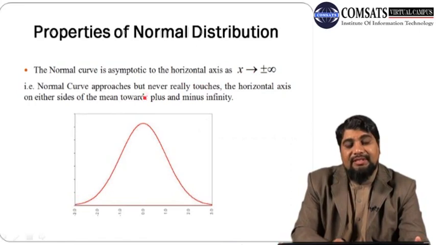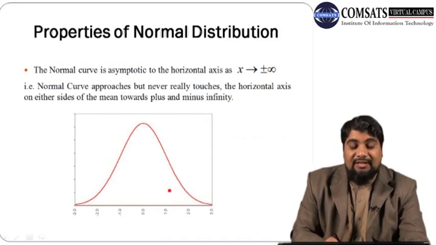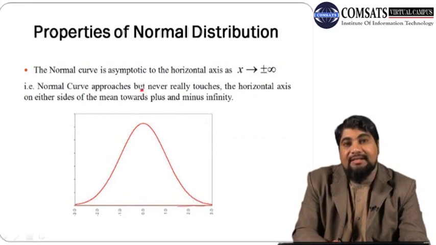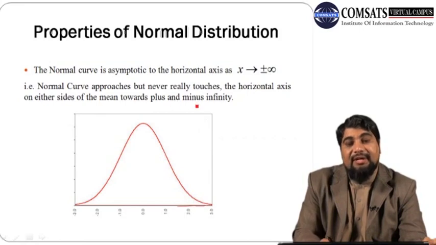So the next property is that the normal curve is asymptotic to the horizontal axis as x approaches plus minus infinity. Here is the horizontal axis, the x-axis, and the curve is asymptotic to it. This means that the normal curve approaches but never really touches the horizontal axis on either side of the mean, towards plus and minus infinity.